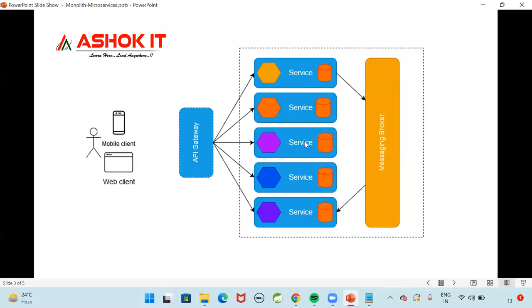Every service will have its own goal. The first service is used to book hotels only. The second service is responsible to book flights only. The third service is responsible to book cabs only. The fourth service is used to book trains, whatever it is. The fifth service is only for payment. So every service will have its own goal when you go for microservices, and these services are loosely coupled.